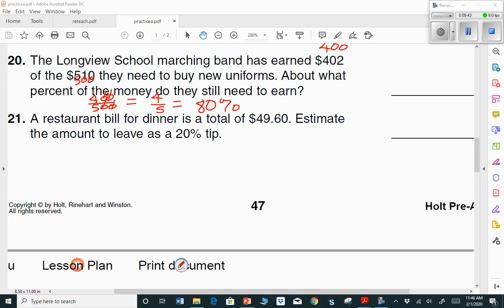Now the question is just a little tricky here though. They asked about what percent of the money do they still need to earn. So they have earned 80%. And so what's left to earn? Well, 100% would be the whole thing. So 100 minus 80 would equal 20%. So 20% is what is still left to earn.